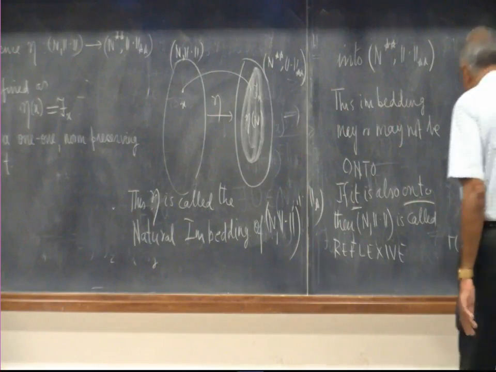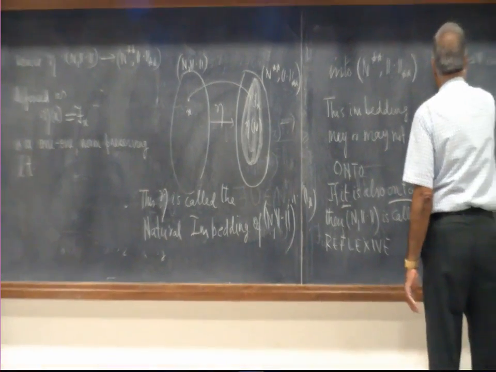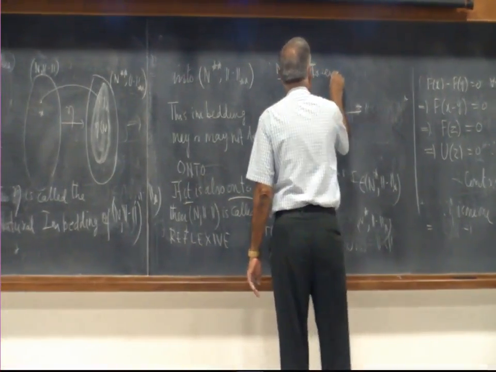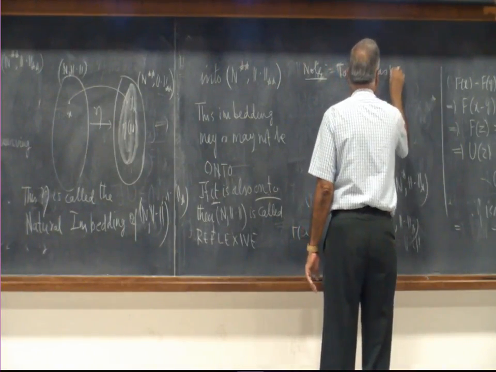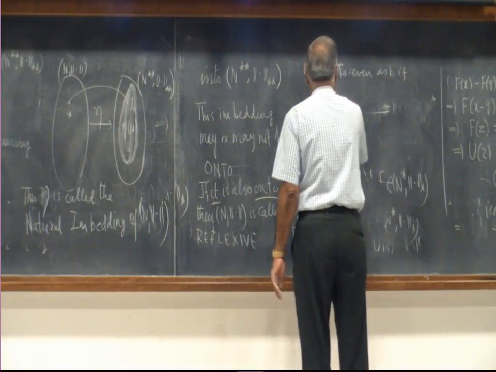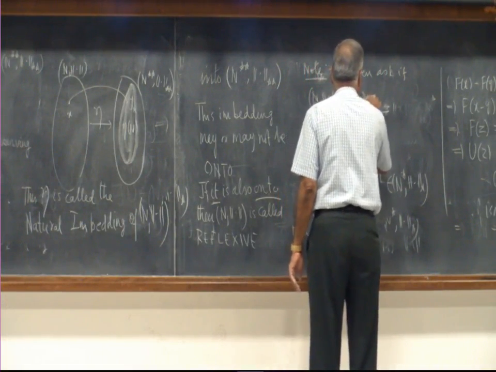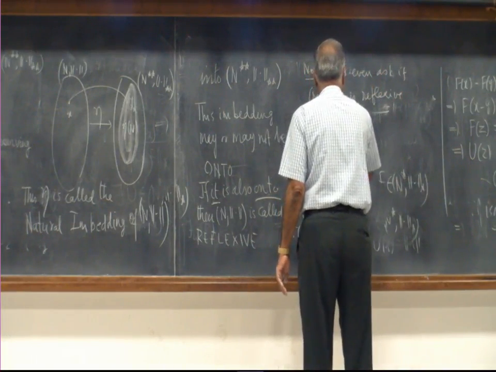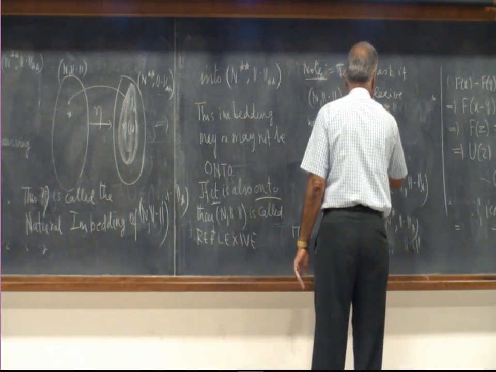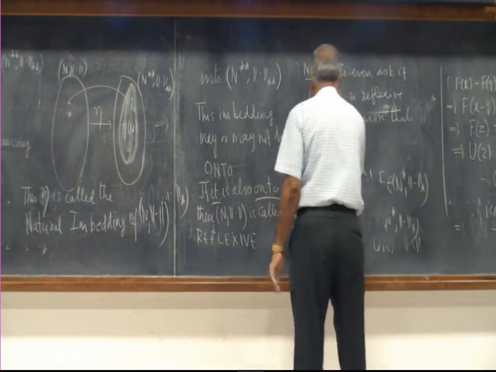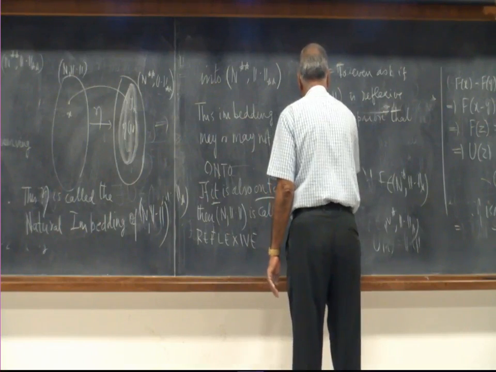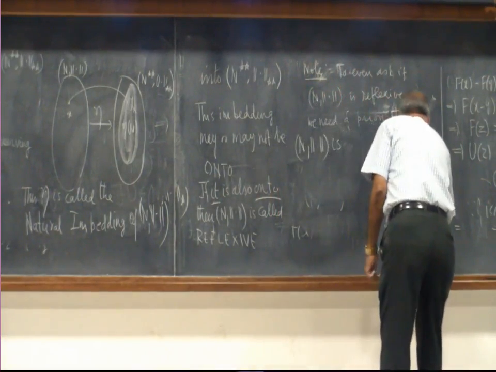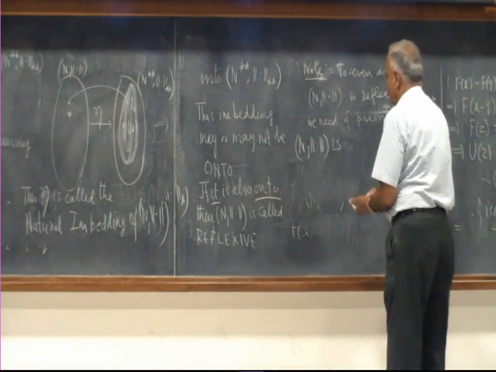Okay. If it is Banach, there is a possibility that it is reflexive. Okay. So note, to even ask if N is reflexive, we need a priori that N is a Banach space. So we can't talk about reflexive unless the normed linear space is Banach.